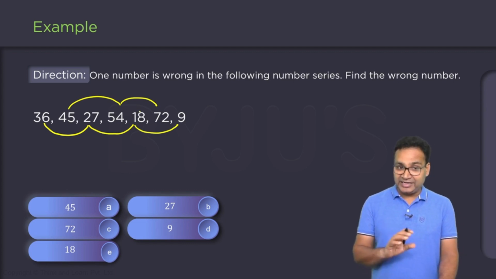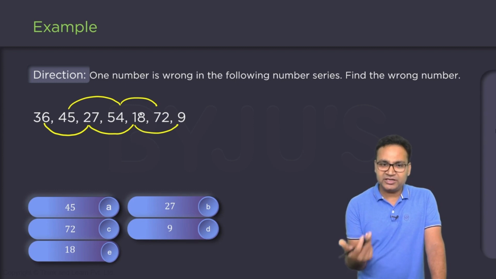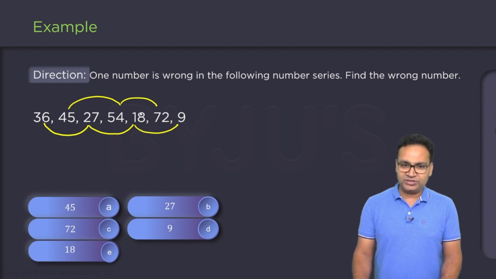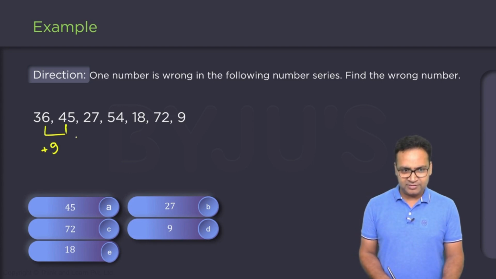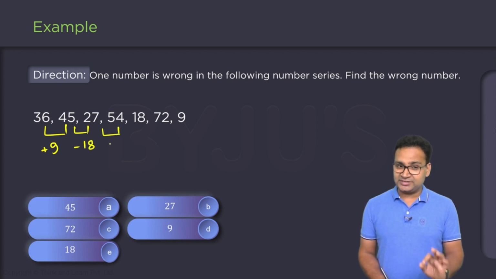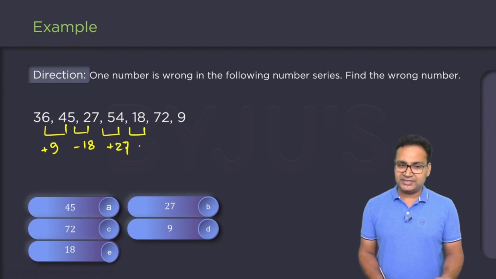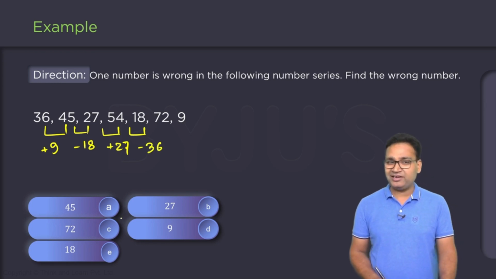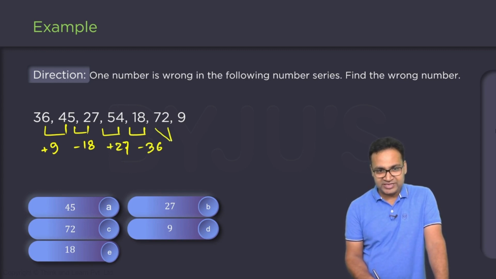Clear? But ideally, before I enter into a wrong number series trend, I should think about the differences. So what are the differences, guys? See, if you look at this, it is plus 9. If you look at this, it is minus 18. If you look at this, it is plus 27. If you look at this, it is minus 36. It is a very clear trend now. 9, 18, 27, 36.